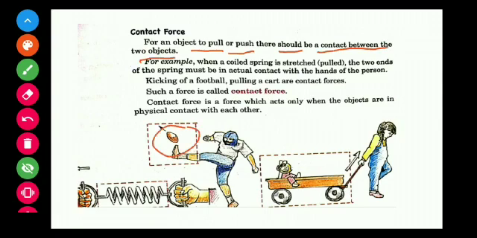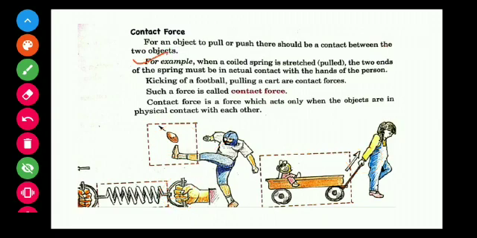In these cases, there is a contact between two objects. These are the examples of contact force. So for an object to pull or push, there should be a contact between the two objects.